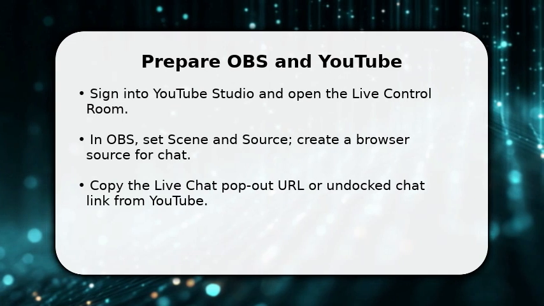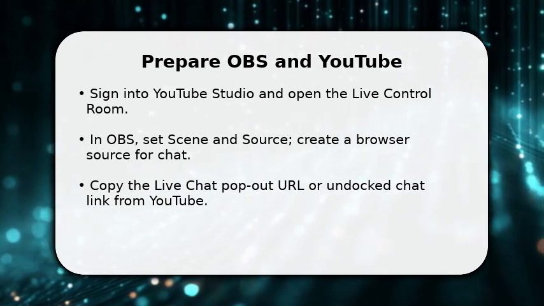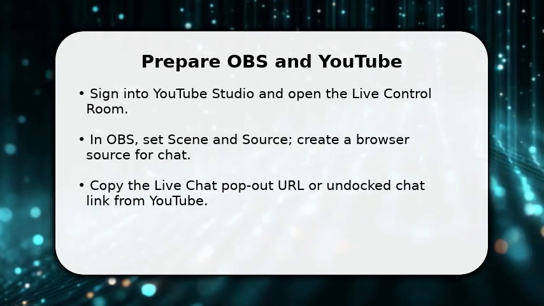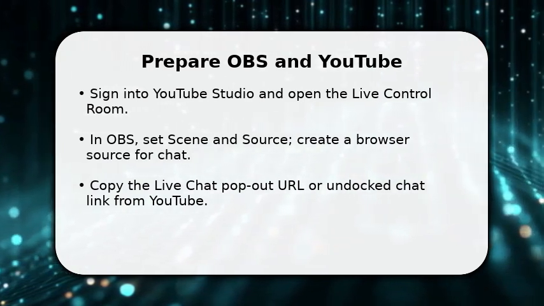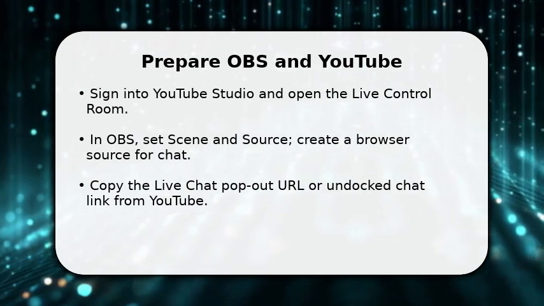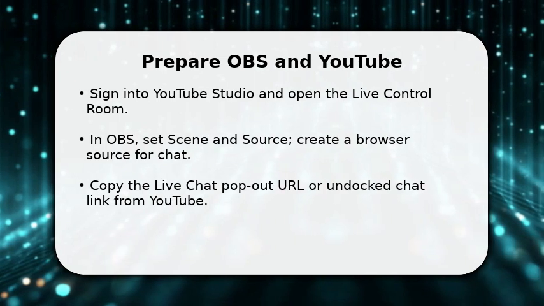Then, in OBS, create a new browser source, name it YouTube Chat, and paste that URL. Make sure width, height, and CSS settings match your layout so chat is readable. Once done, position the chat layer where you want it, in the scene for viewers or streamer visibility.